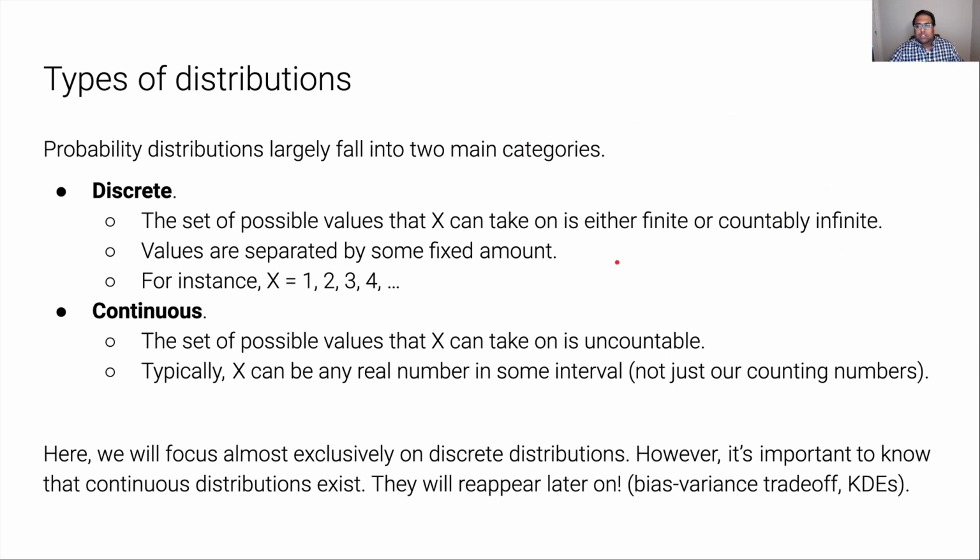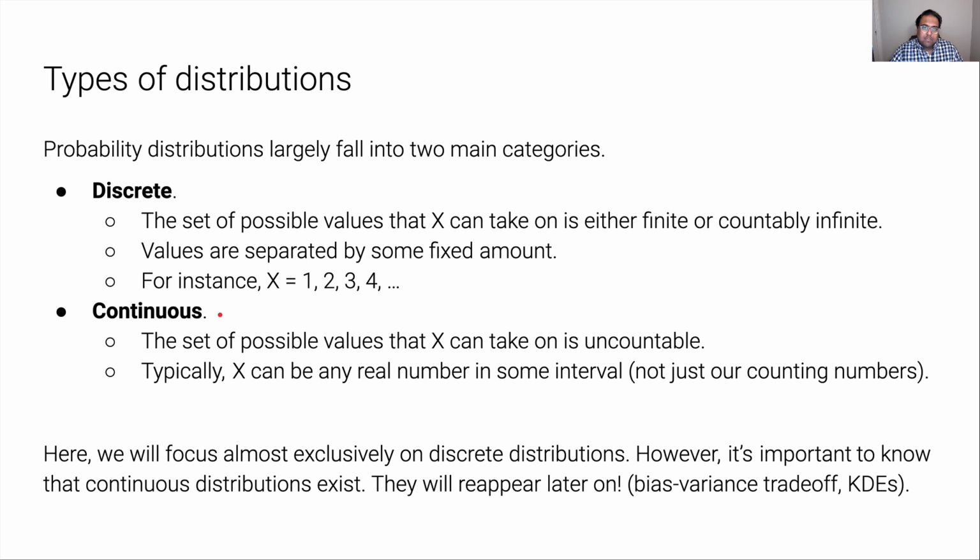Now, if you've never heard this term, countably infinite, do not worry. Another way of thinking about this is a random variable is discrete if the values that it takes on are separated by some fixed amount. So for example, we could have some random variable that could take on the value 1 or 2 or 3 or 4 or 5 and so on and so forth. Even though there are technically an infinite number of possible values it could take on, we say that this is discrete because the values that it could take on are separated by some fixed amount.